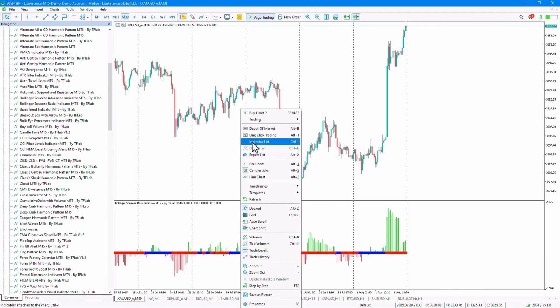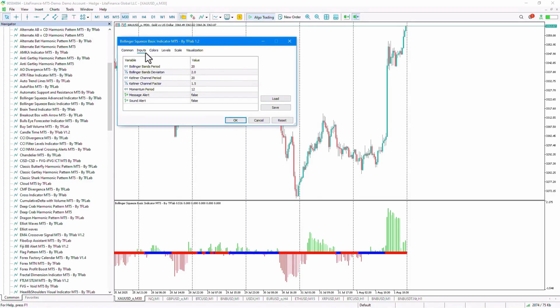Okay. In the settings section, under inputs, there are options available for us. In the first input, we can set the calculation period for the Bollinger Band. In the second input, we can specify the deviation period for the Bollinger Band. In the third input, we can set the calculation period for the Keltner Channel, as well as the calculation period for the Keltner Channel factor here. And in the last section, we can set the calculation period for the momentum values here.